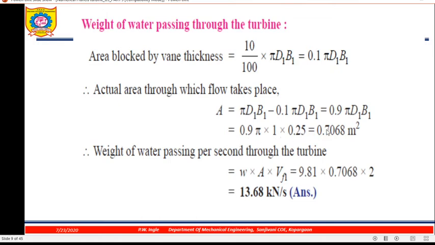But here it is given. Now, weight of water passing through the turbine, so it is W into A into V upon. How are we getting this equation? What is weight? It is M into G. And what is M? It is rho AV. What is W? Rho into G. Sorry, M is what? Rho AV.